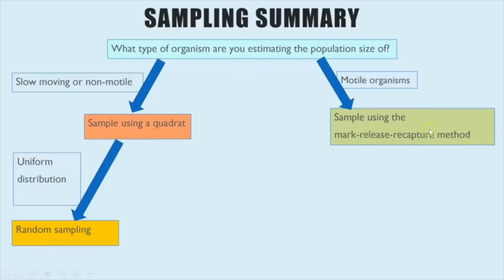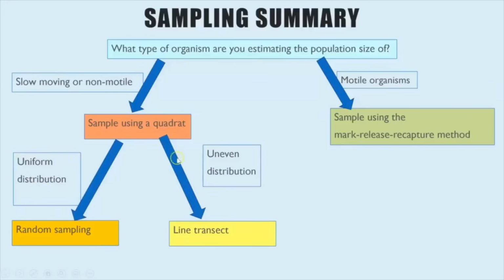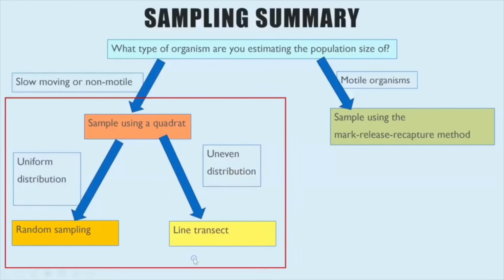Now, that's the end of it for mark, release, recapture, but for sampling using a quadrat, you then have to work out, are you randomly sampling? And that is only the case if you are given an example in the question where it's uniform distribution. So it could be uniform distribution of daisies in a field or grass in a field. Or it might be uneven distribution, so it might be looking at the distribution of animals from the shoreline of the beach all the way back to the sand or the rocky shore, and that would be uneven distribution, and that would be a line transect.